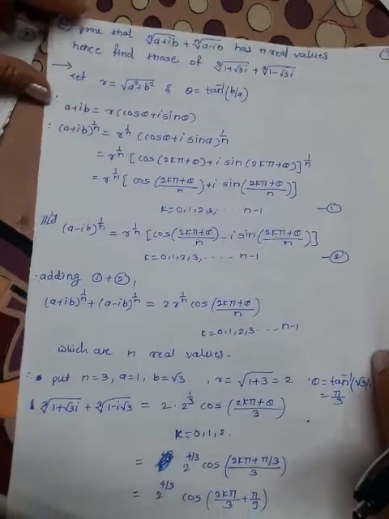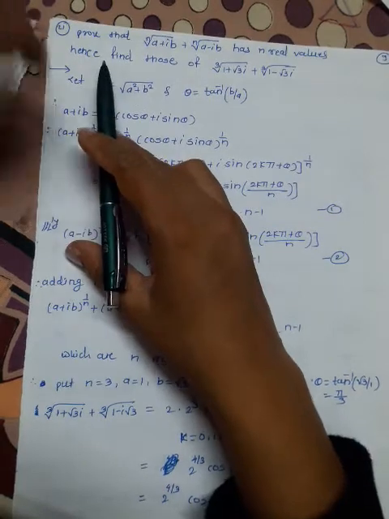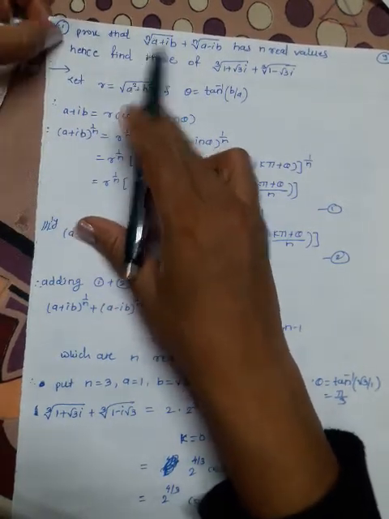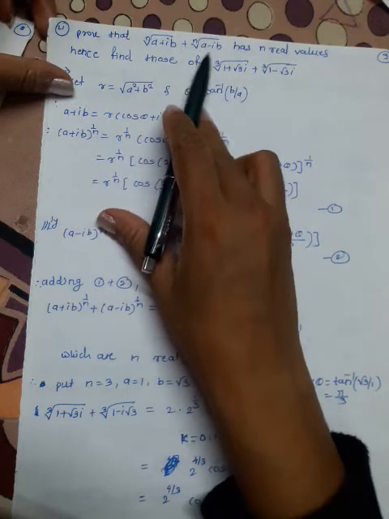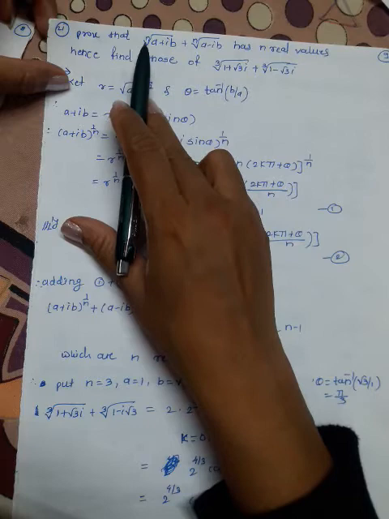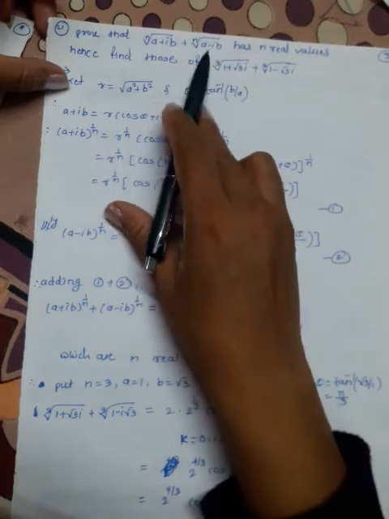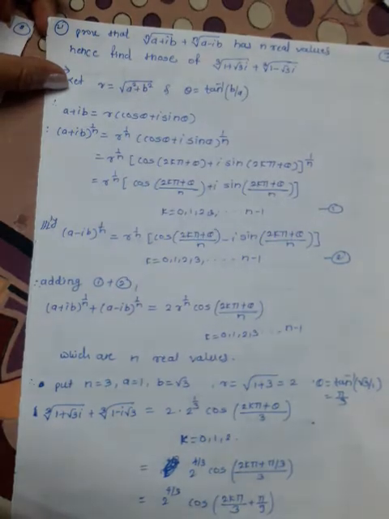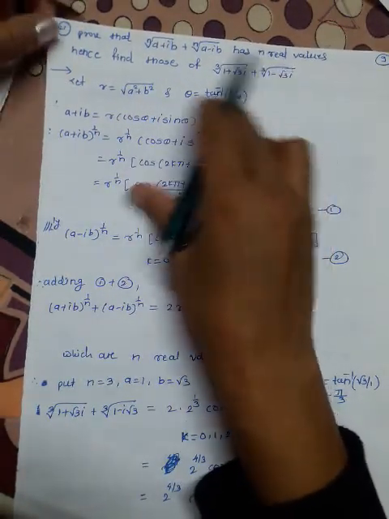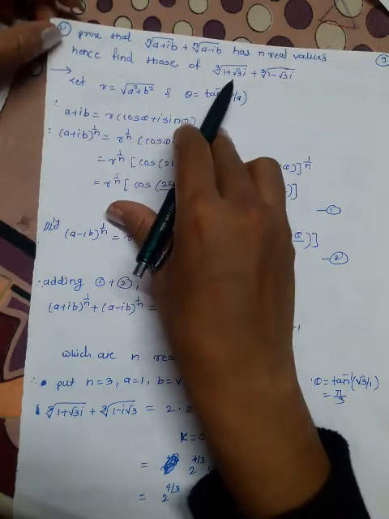Hello everyone, let us see the next example of the complex number chapter. Prove that the nth root of a plus ib plus the nth root of a minus ib. This is one complex number. The nth root means raised to 1 by n, and this is the complex conjugate of this number. We have to show that the addition of these two numbers has n real values, meaning n roots are there, and hence find those roots.